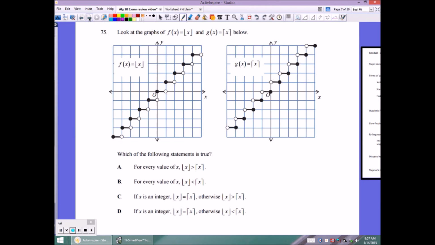All right, 75. Okay, so we have a graph of, this is like the floor, this is a step function, right? Some people call this the floor function and the ceiling function.